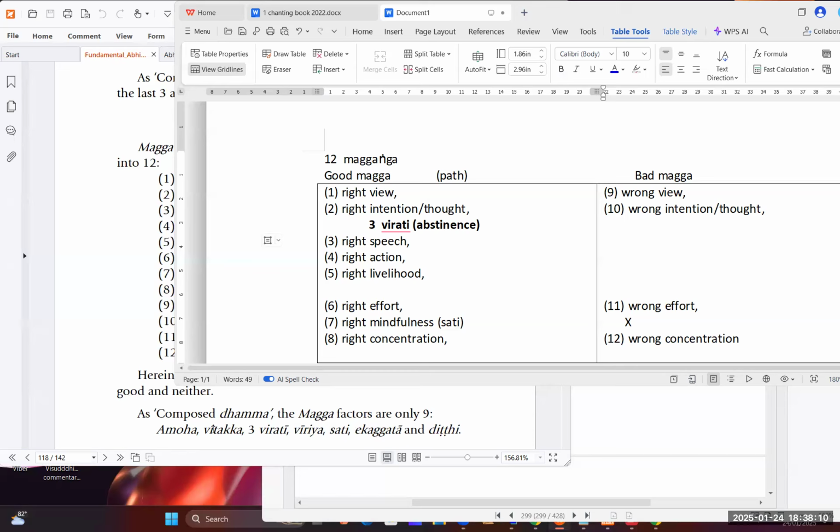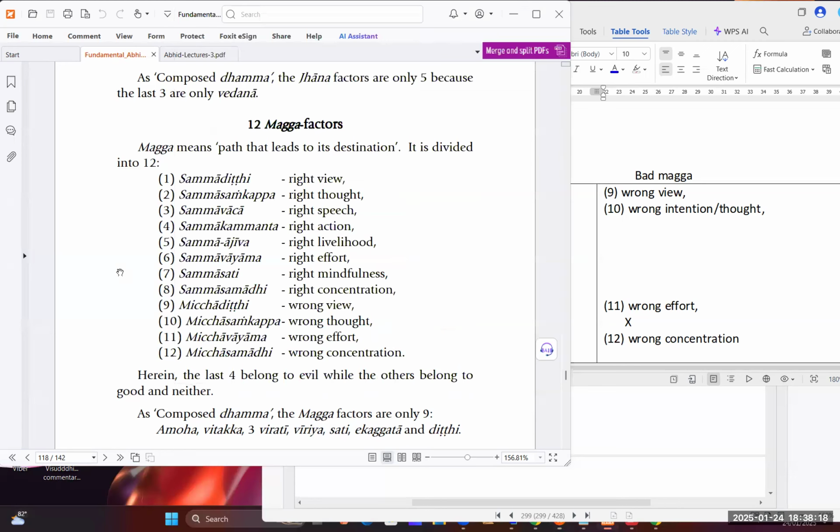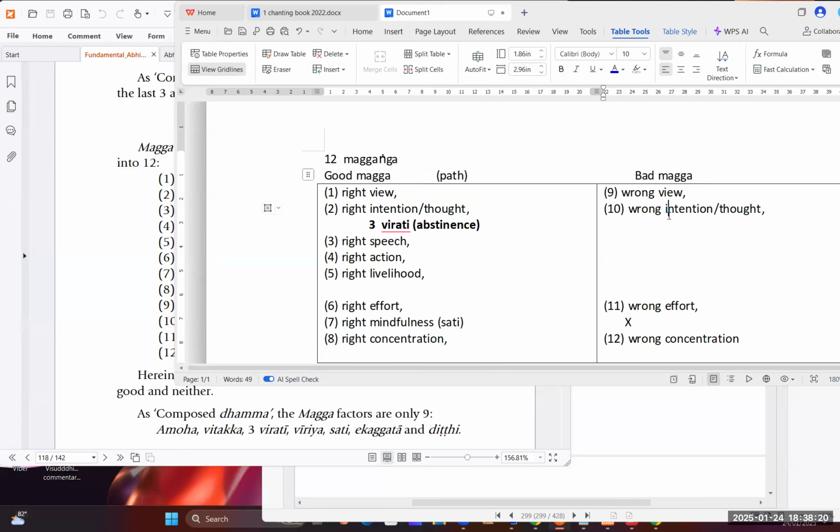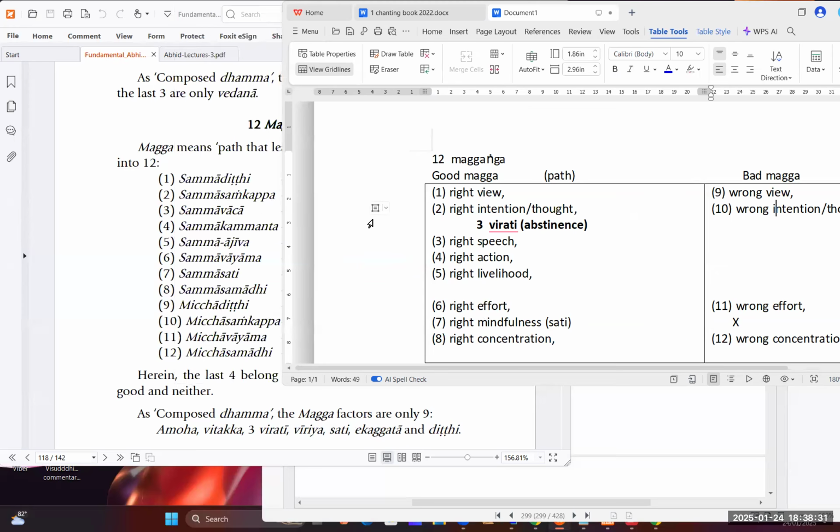Samaditi. Sama Sankappa. Okay. Sama Sati. So which one is Amoha? Only one. Yes, only one. Oh, this one only one. Right view. Right Samadhi view.